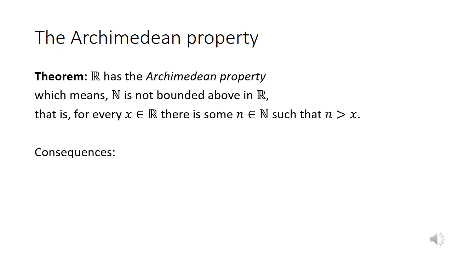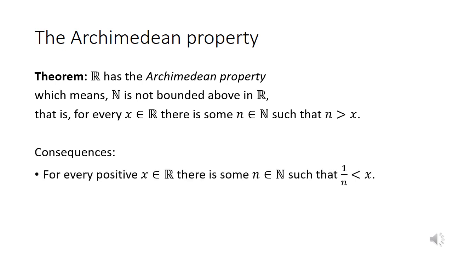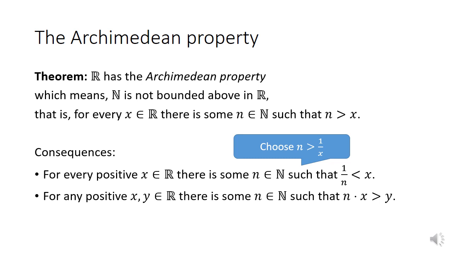The Archimedean property also means that for every positive real number x, there is some natural number n such that 1 over n is less than x. All we have to do is choose n greater than 1 over x. And for any positive reals x and y, there is some natural number n such that n times x is greater than y. Simply choose n greater than y over x.